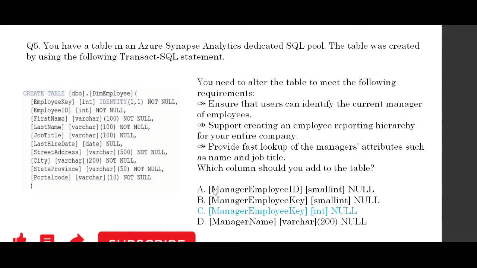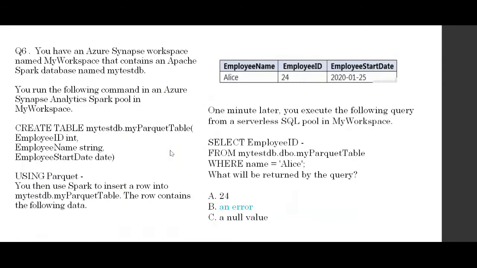So here the answer is ManagerEmployeeKey. We have multiple options over here: ManagerEmployeeKey smallint, and we have another option called EmployeeID. So here you have to see the question, and it is mentioned over there, provide fast lookup of the manager's attributes. Out of smallint, varchar and int, int performs faster. So we are choosing ManagerEmployeeKey int NULL. This is the correct option over here, and we have to add it. So I hope you got the answer for this. Moving to the next question.